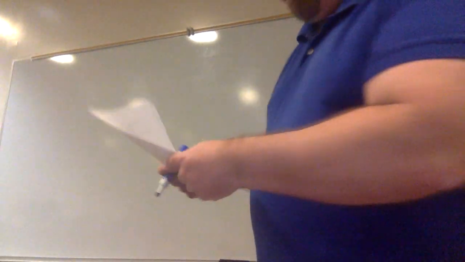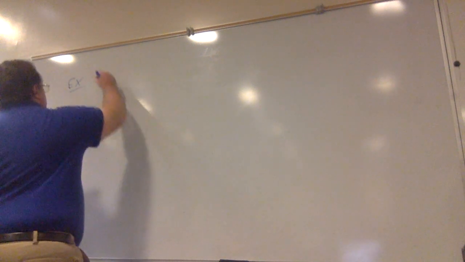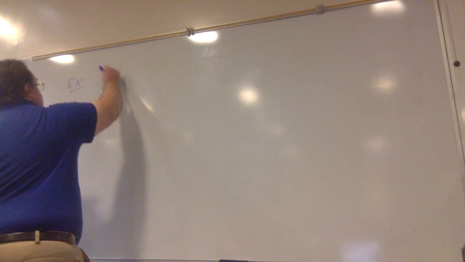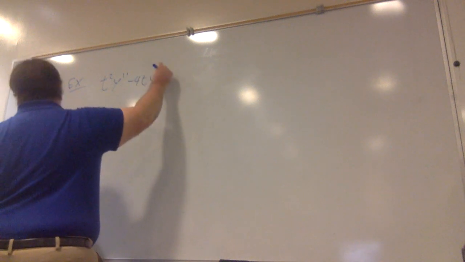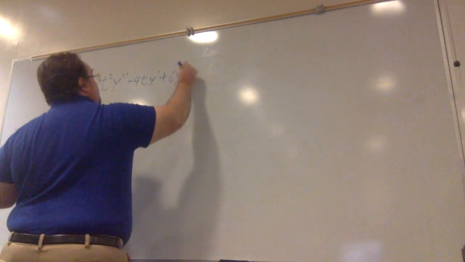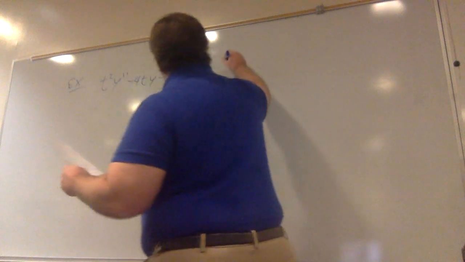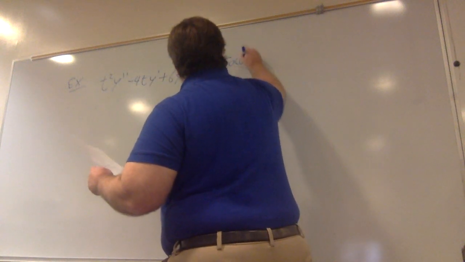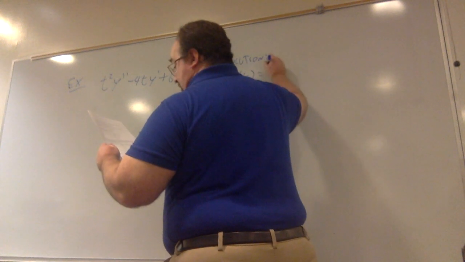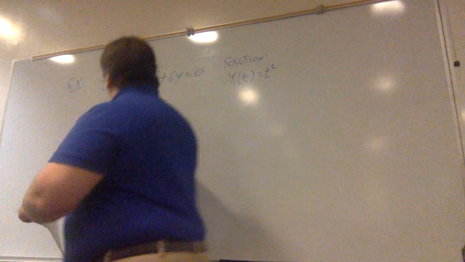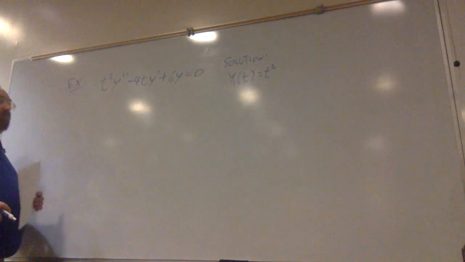Now, I will repeat the solution formula here. As an example, here's your second order equation: t squared y double prime minus 4t y prime plus 6y is equal to 0, and you're given a solution y1 of t is equal to t squared. So if you were to substitute t squared into here, you would get 0.